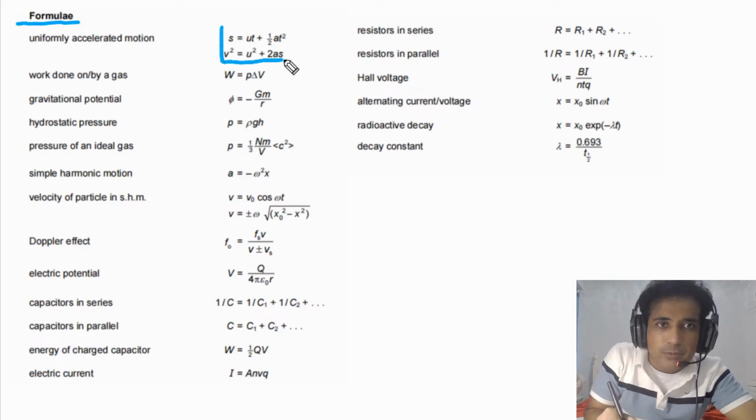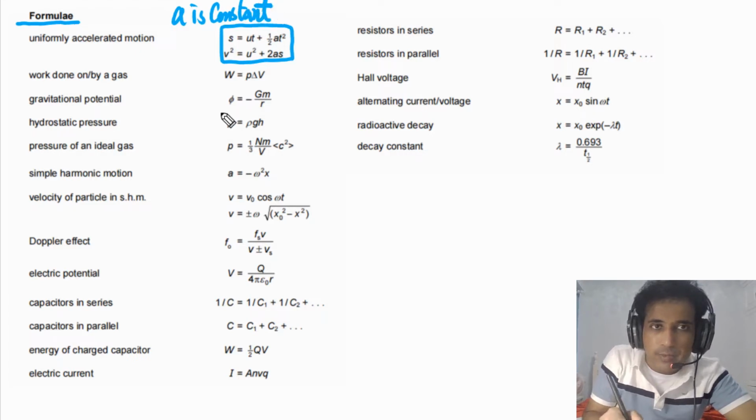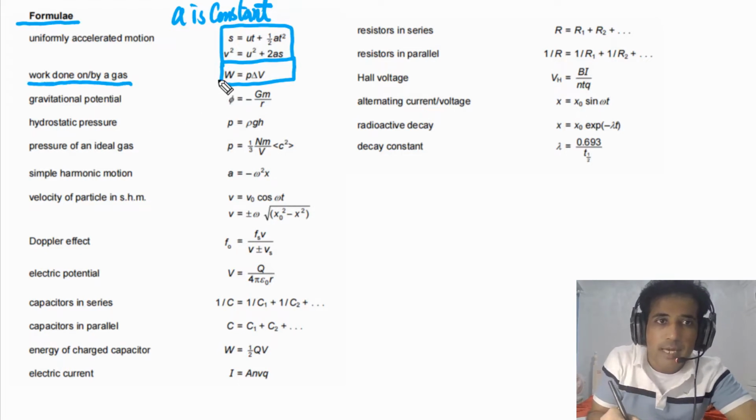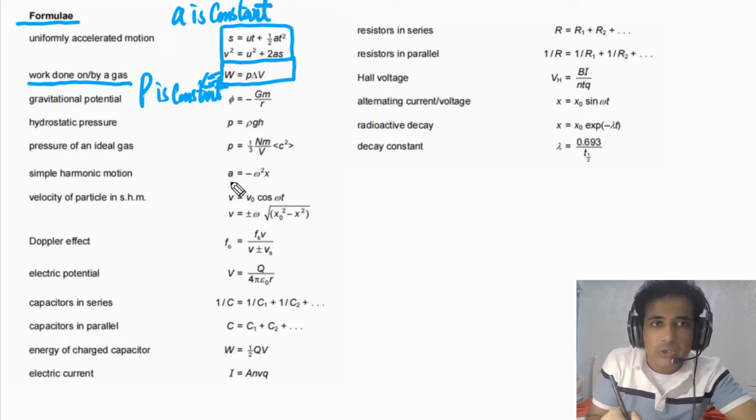You need first these two for AS physics, and you can only use these formulae if a is constant. Means they're only valid when a is constant. Mean acceleration has only one value, or simply we can say acceleration is uniform. And the second one is also part of AS physics. And this one you can use when you need to calculate work done by gas or work done on gas. And this one is used when p is constant. So it's important to understand when you can use this one, when p is constant. And delta V is the change in volume.